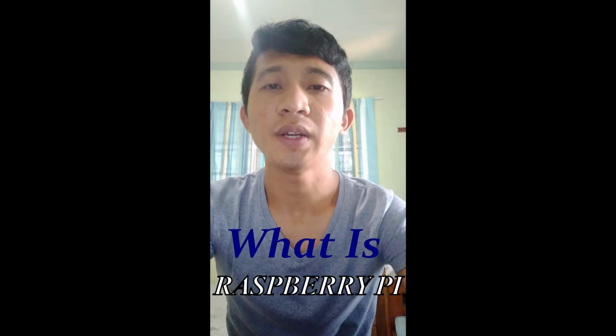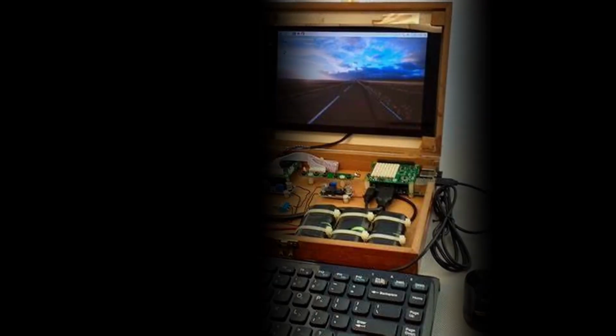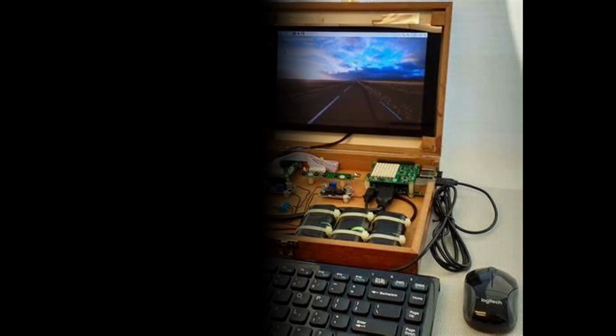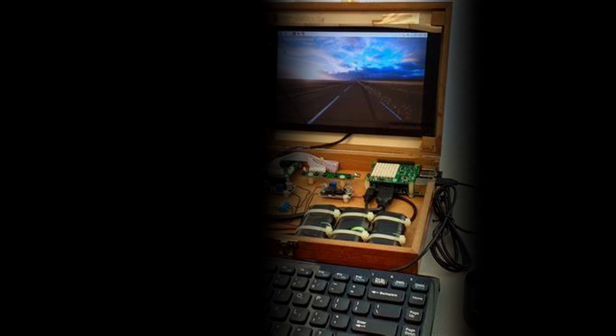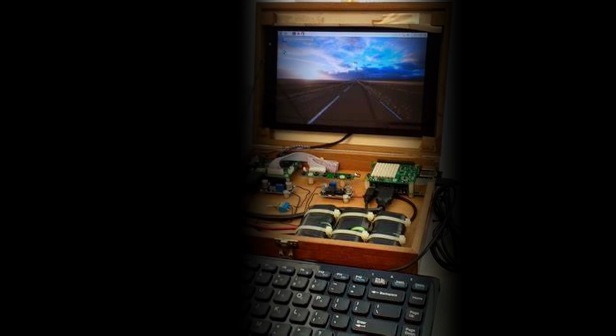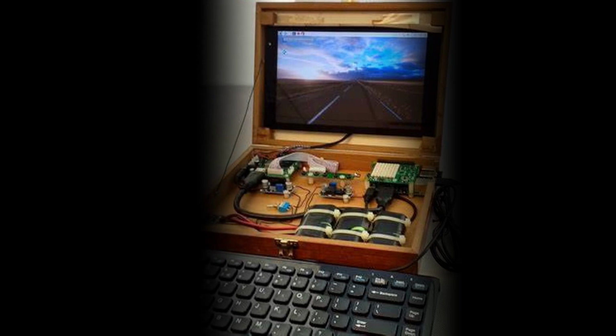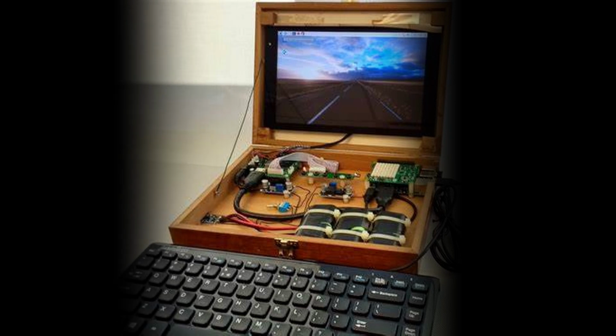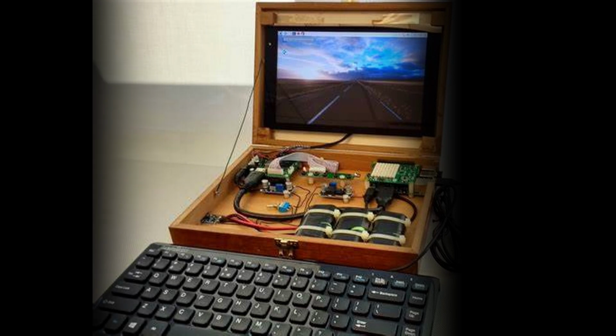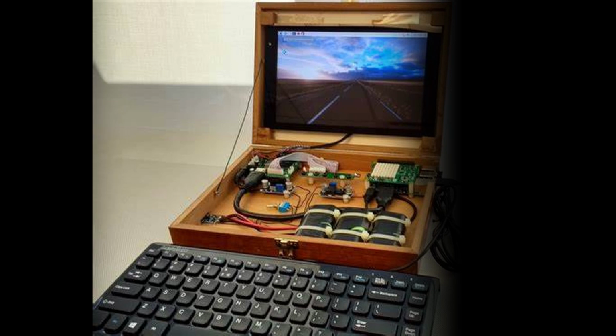What is Raspberry Pi? The Raspberry Pi is a low-cost, credit card-sized computer that plugs into a computer monitor or TV and uses a standard keyboard and mouse. It is a little device that enables people of all ages to explore computing and to learn how to program in languages like Scratch and Python.